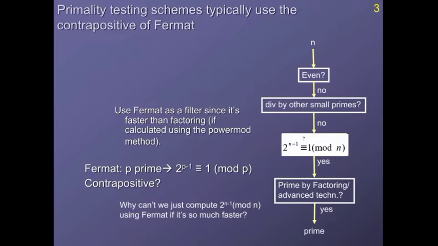Primality testing schemes typically use the contrapositive of Fermat. Even if we use Fermat as a filter, since it's faster than factoring if calculated using the power mod, we still divide by other primes. Fermat's theorem says that if p is prime, then 2 raised to the power of p minus 1 is congruent to 1 mod p. Contrapositive? So yes. And why can't we just compute 2 raised to the power of n minus 1 mod n using Fermat if it's so much faster? Because prime by factoring and advanced technology is yes, it's prime.